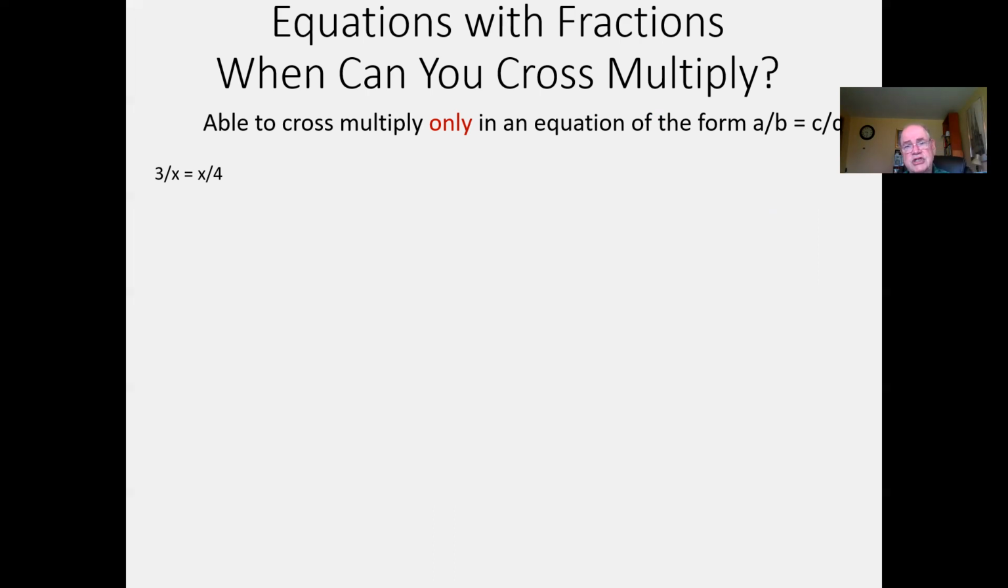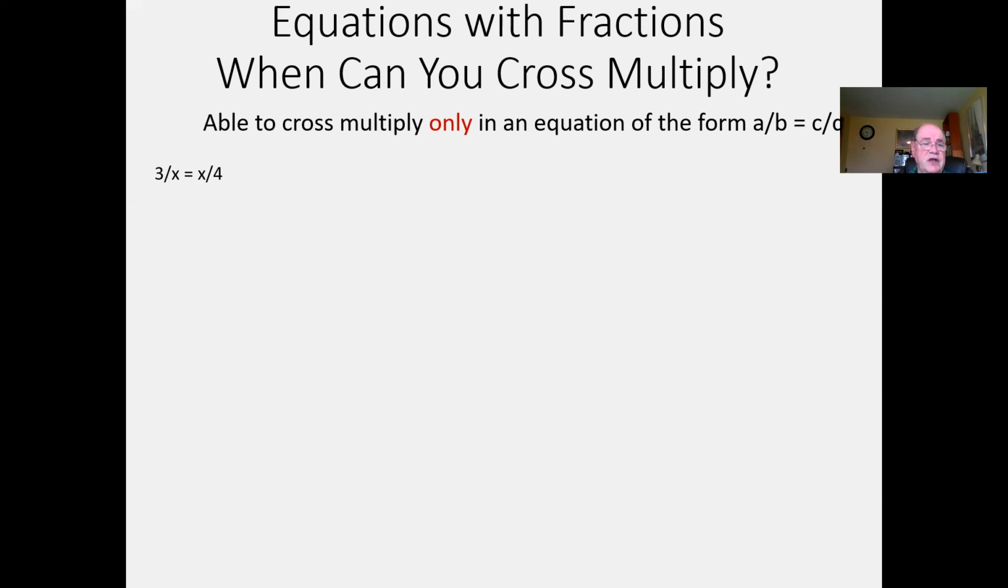B is equal to C over D, where A, B, C, and D can be very complex expressions in themselves, but there's no plus signs to be found or minus signs to be found. It's just one term, one algebraic term over another algebraic term is equal to a similar kind of situation. Then you can cross multiply.